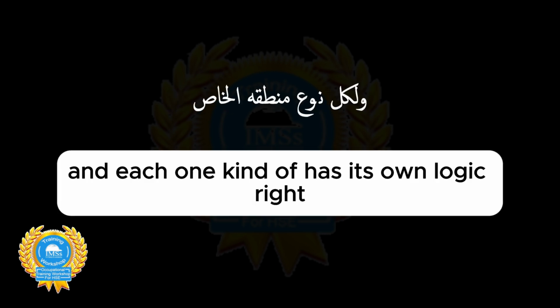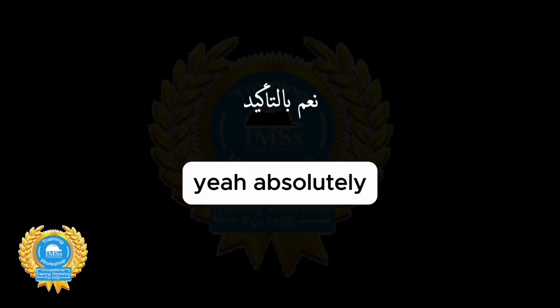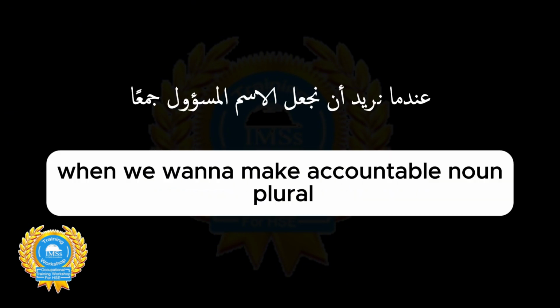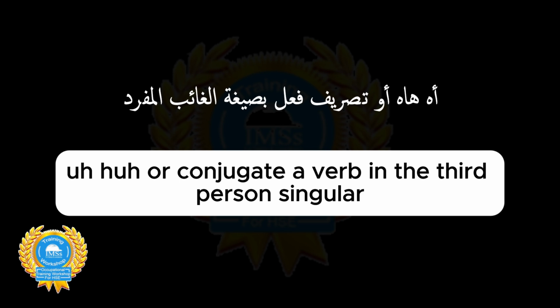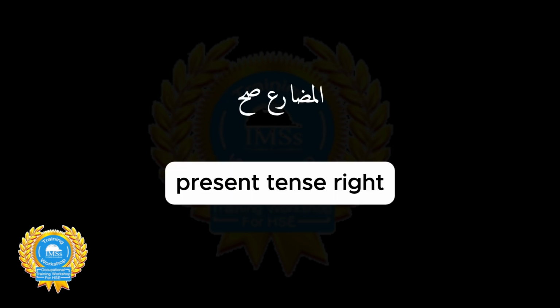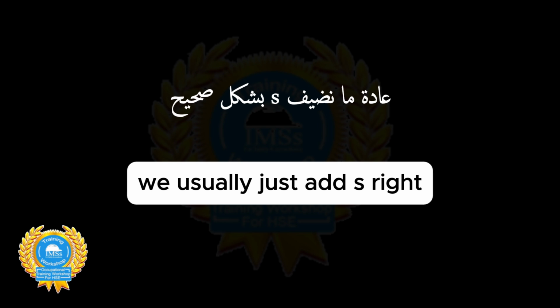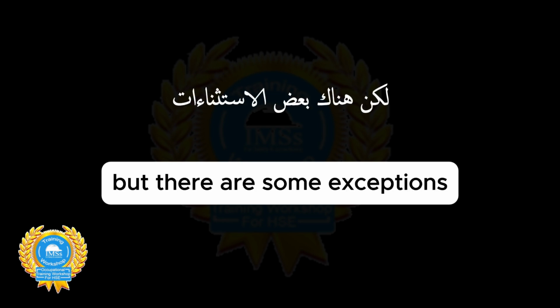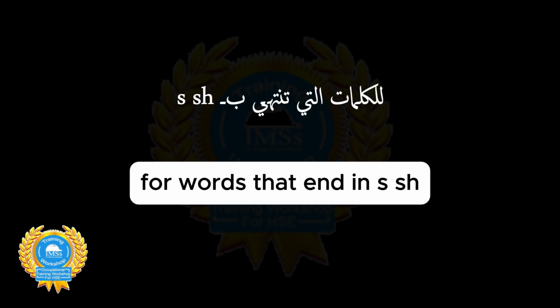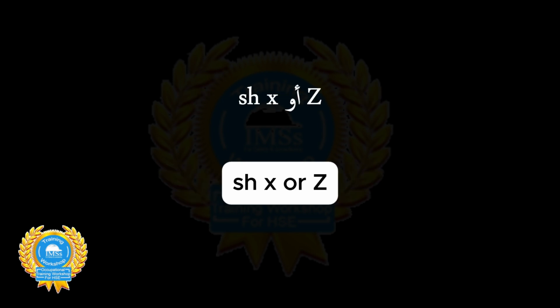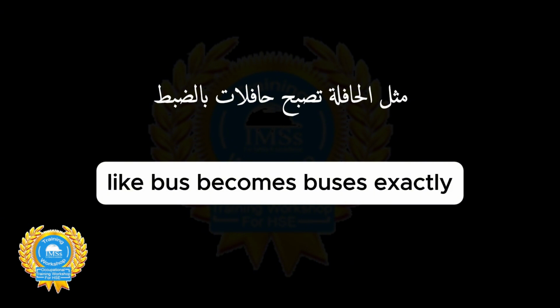Exactly. Now, we've been talking about these endings that we add to words, those suffixes like -s and -es. Right. And each one kind of has its own logic, right? Yeah, absolutely. So for example, when we want to make a countable noun plural, or conjugate a verb in the third person singular present tense, we usually just add s. Right. But there are some exceptions. Oh, yeah. For words that end in s, sh, x, or z, we add -es instead. Yeah, like bus becomes buses.